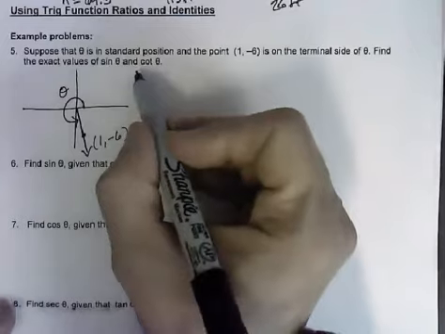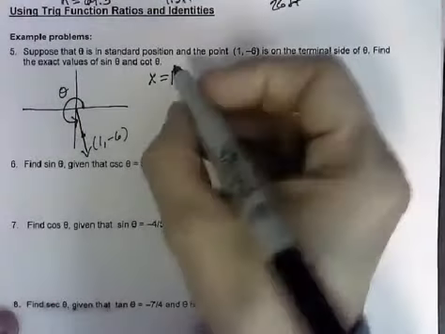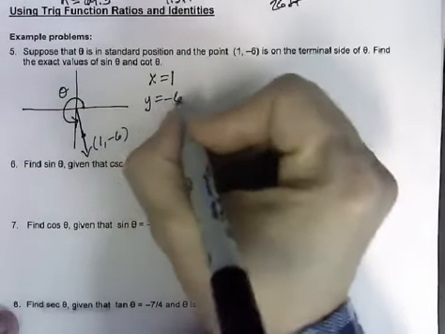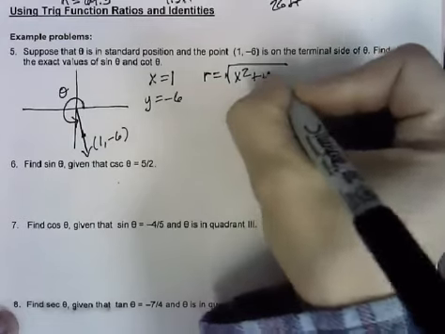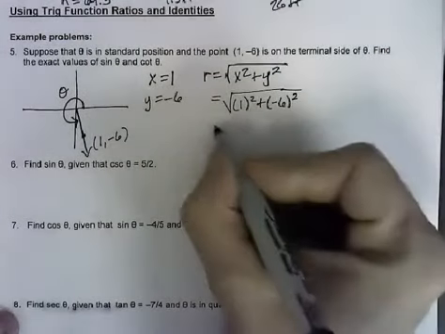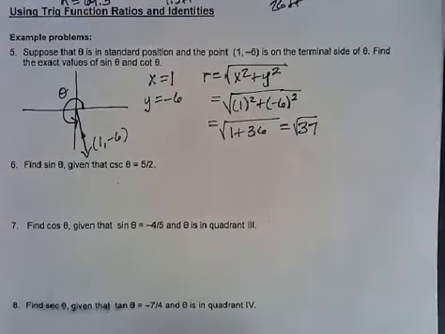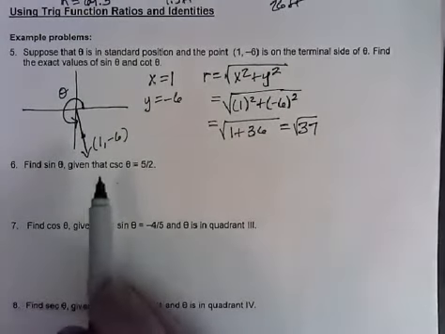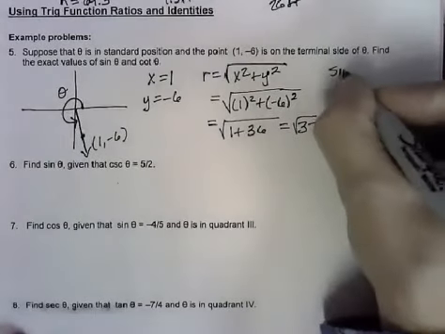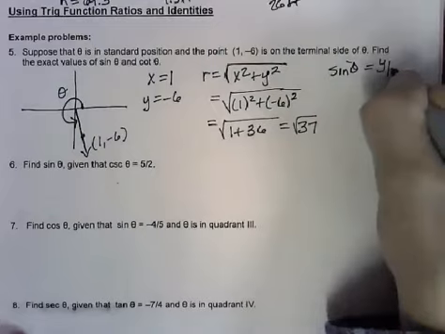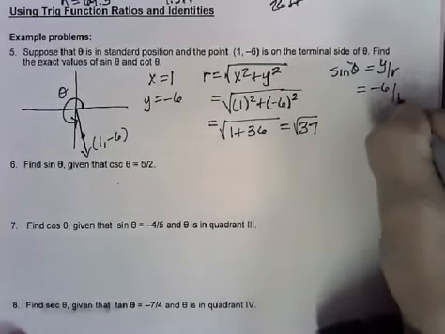So to do this, I need to know my x, my y, and my r. Since this point was (1, -6), that means my x is 1, my y is -6, and then to find my r, I'm using this formula, plugging in my x and my y. That gives me the square root of 37 for r. Now here's where I need to know those trig function ratios with x, y, and r. Sine of theta is y over r. In this case, that would be -6 over the square root of 37.